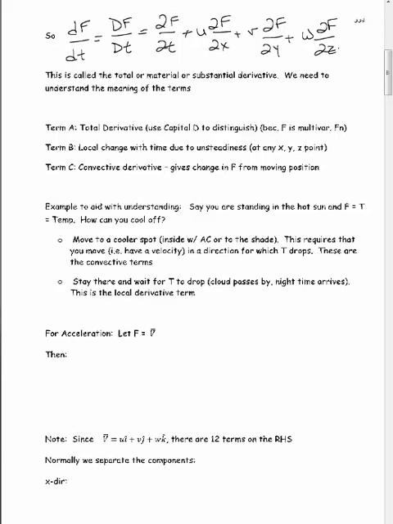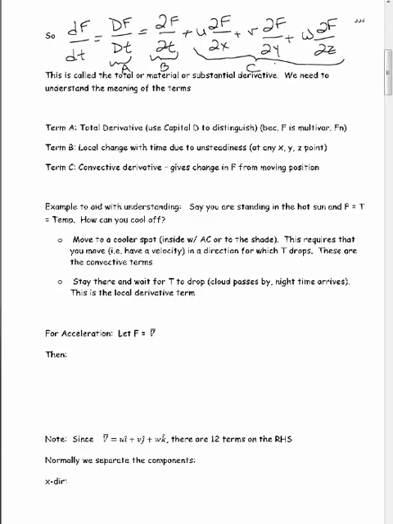If we call term A your total derivative, call that A. B, local change with time due to unsteadiness, well, that's this. Okay, and then C is what's called the convective derivative. So that's the change in f, whatever it is, due to the fluid moving, and that's due to your velocity. So that would be term C as described down here. So you're going to end up with that u, v, and w in there no matter what f is.